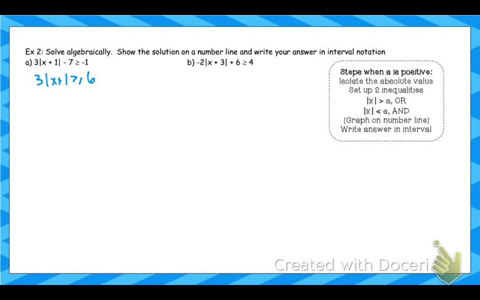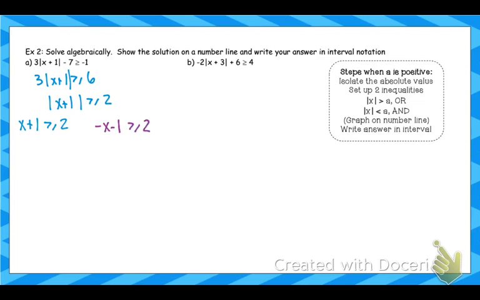Then at this point, I still need to get my absolute value isolated, which means I need to divide by 3. And now the absolute value is by itself. Once absolute value is by itself, I can then split this into two inequalities. One inequality, just like it was for equations, drop the absolute value bars. The other inequality, just like equations, take whatever's in the absolute value and change the signs.